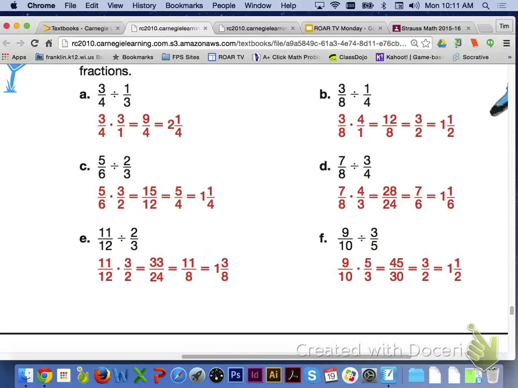That is going to be it for lesson 3.9 and looking at parts in a part and dividing with fractions.